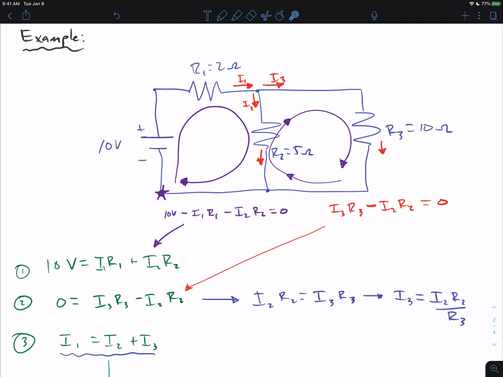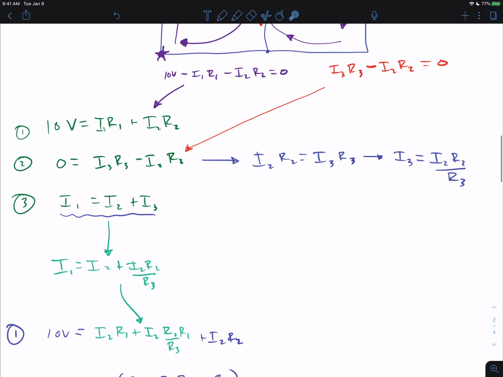Okay? So in this case, there's a lot of clever ways that we can do this in matrix form. I've just gone ahead and done this in the most straightforward way, I think. So I set I2 equal to I3, and then I solve for I3. So here I have a value for I3, okay? And I'm going to plug in this value for I3 right here. So this expression, when I replace I3 with I2 R2 over R3, becomes this right here, okay?